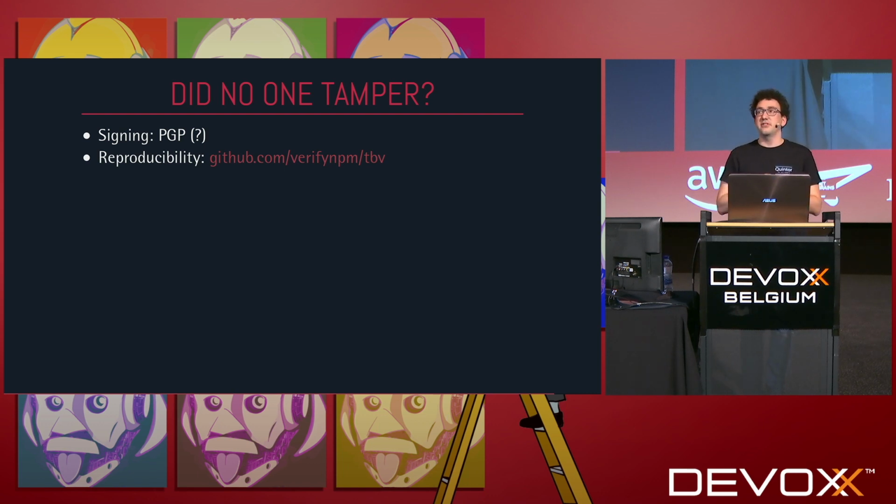In order to do that, this is a very work-in-progress tool as well. It simply gets the sources from GitHub with the corresponding tag and tries to run npm pack. And if that works and the tarball that results is the same, then you've reproduced your package.